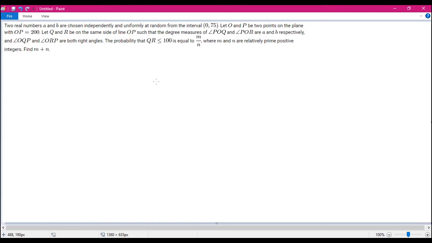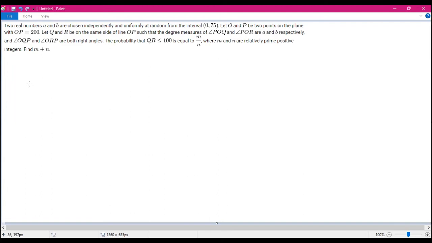Let Q and R be on the same side of line OP, such that the degree measures of POQ and POR are A and B respectively, and OQP and ORP are both right angles. The probability that QR is less than or equal to 100 is equal to m over n. Find m plus n. So let's organize our information first.